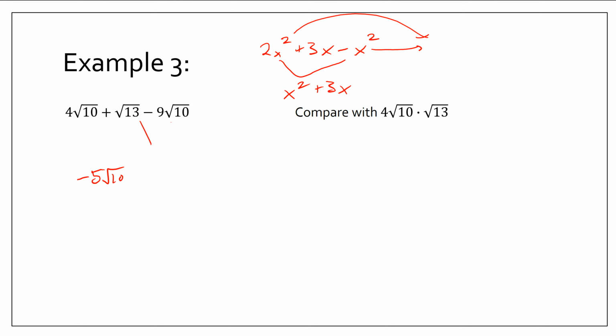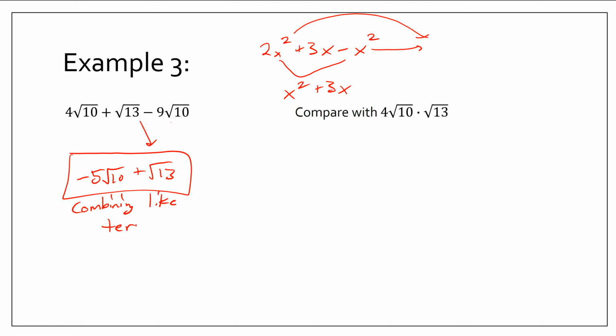This square root of 13 doesn't have a like term, so it is sad and lonely all by itself at the end. And that's it. I can't combine these anymore because these two are not like terms, because they don't have the same square root. Okay, so all you're doing is combining like terms. We have totally done this before with polynomials, and it's the exact same thing.